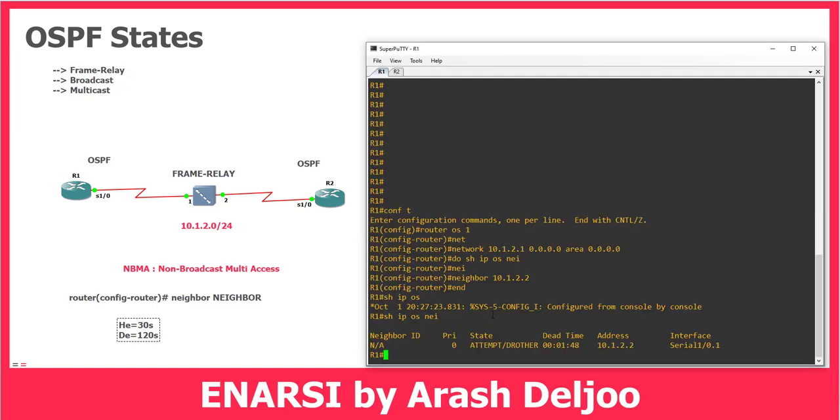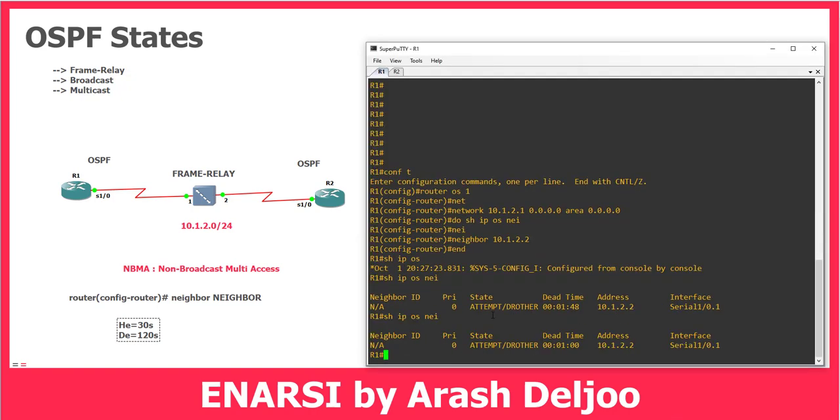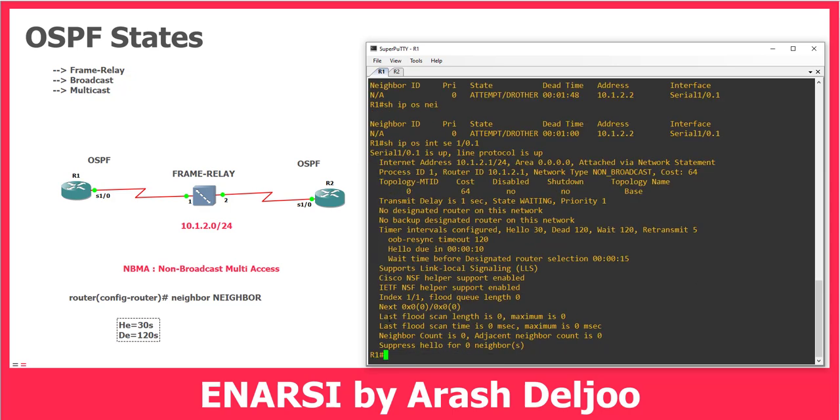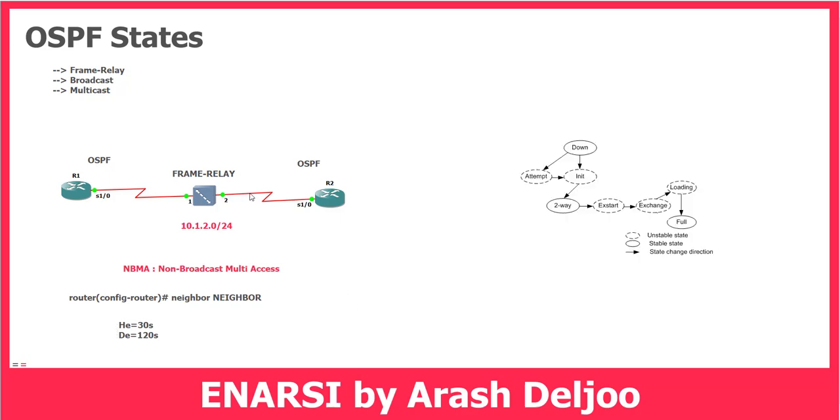Look here. Until now we don't have any neighborship. After some seconds we have neighborship. Show ip ospf interface serial 1/0.1 shows us that the default hello time is 30 seconds and the default dead time is 120 seconds. If you want, you can capture this link, but when you are capturing, you should use start capture, then select the encapsulation Frame Relay, and then okay.